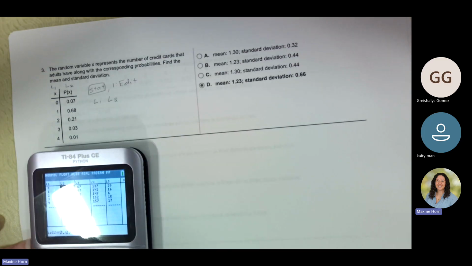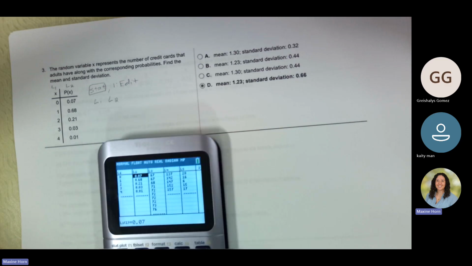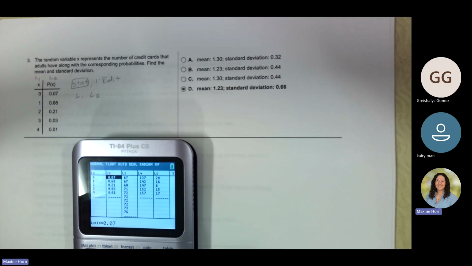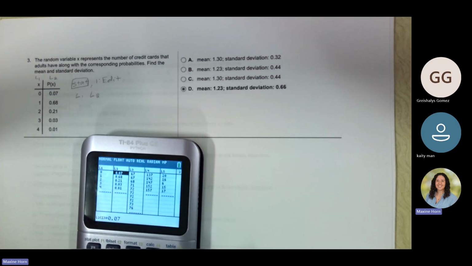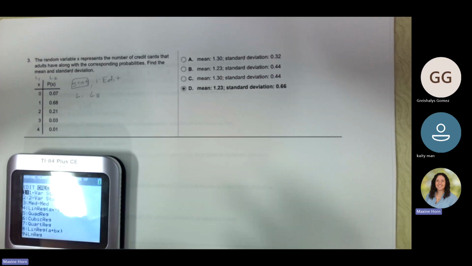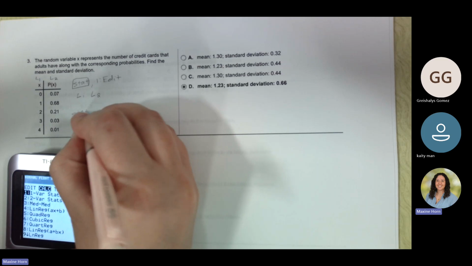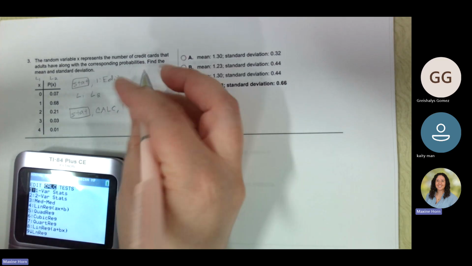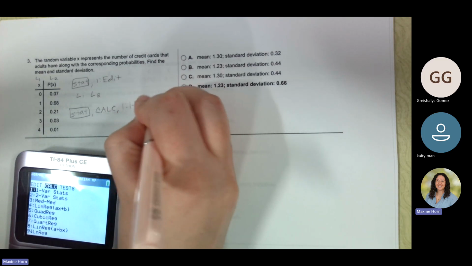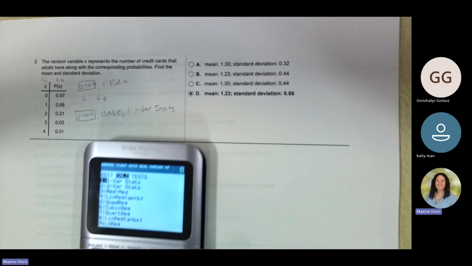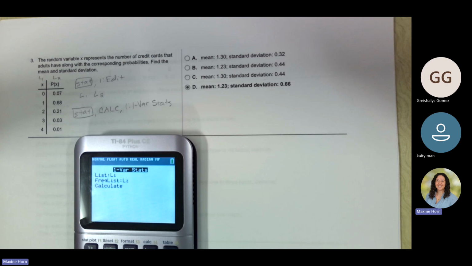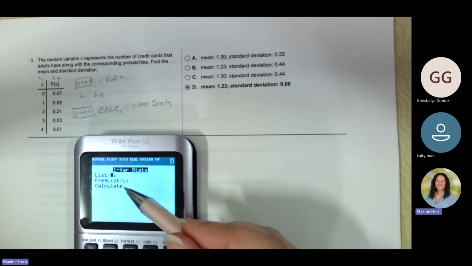So then we want it to calculate some things for us, right? Very, very similar to what we were doing in previous chapters. So we're going to go Stat, and this time we're going to arrow over to Calc, and then we select number 1, which is 1-Var Stats, one variable statistics, and we have to tell it which lists to look at. So we have to make sure that we have L1 and L2 in there.